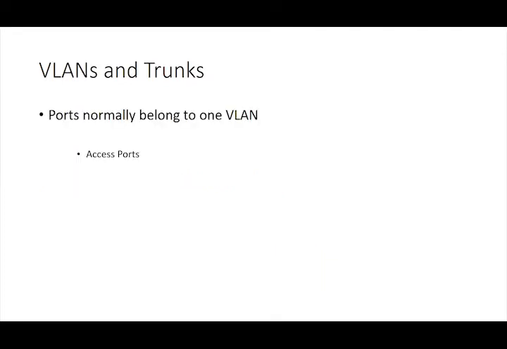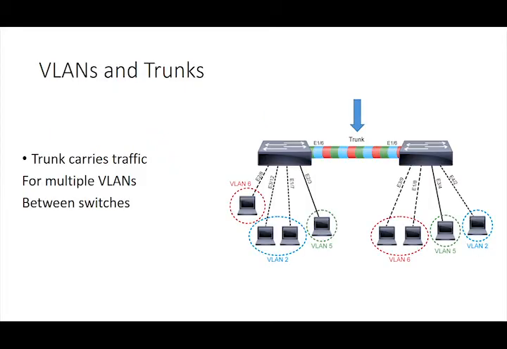On a physical switch, ports are typically configured to belong to a single VLAN, and these ports are commonly referred to as access ports. In order for traffic for a given VLAN to flow to a VLAN member on another switch, you have to use a trunk. A trunk is a connection between two physical switches.